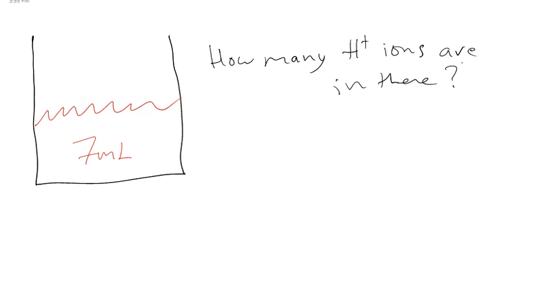H plus ions are really small, and there are a lot of them in there. So it's kind of impressive that you actually know how to calculate how many H plus ions are in there. First, you need to figure out the concentration of H plus ions. Since we have an equation that relates pH to H plus ion concentration, we can figure out the pH, and then from that we can get the H plus concentration. Do you remember that equation? It was just pH is equal to minus log of the H plus concentration.